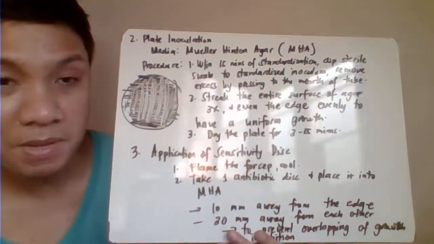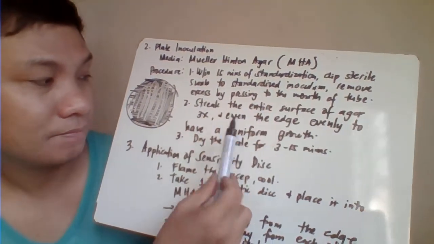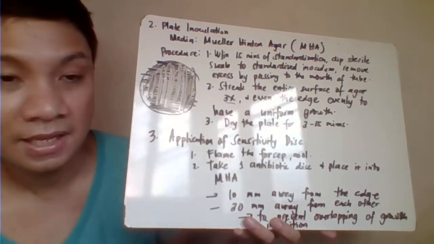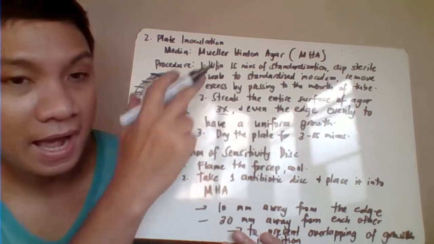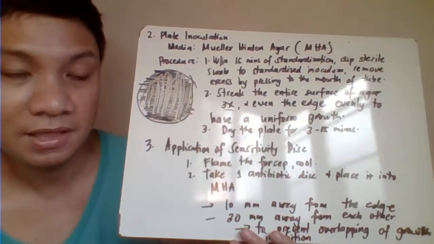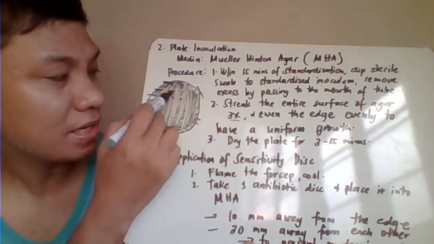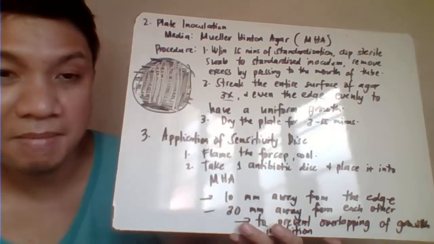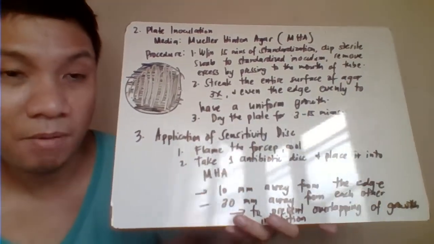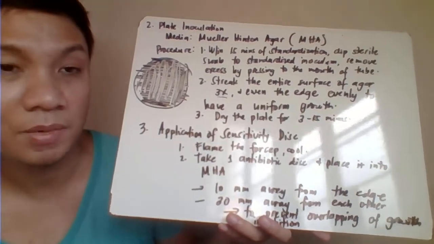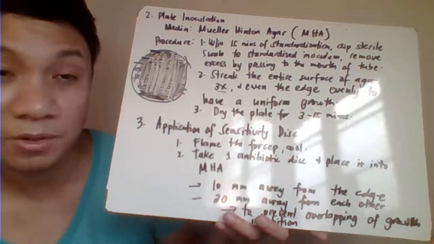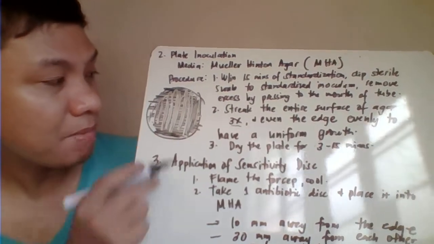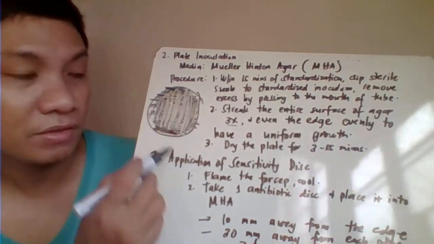Okay. Try to repeat that one for 3 times. And to make sure that the growth of our bacteria is even. If it is not even, you will see lines, and the growth and the result of our antimicrobial susceptibility testing later on, with the zone of inhibition, will not be good. That's why make sure it is even throughout the medium.